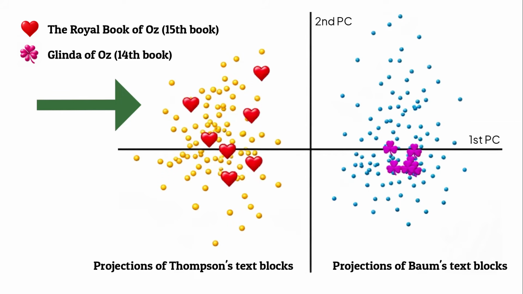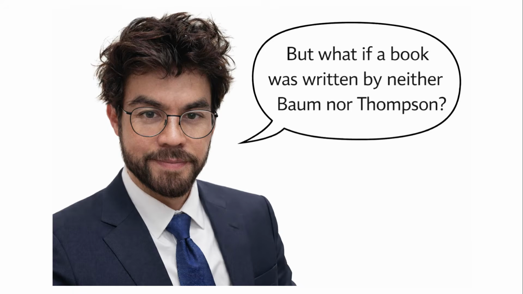This matches what most scholars believe today, that the book was written by Thompson, not Baum. Because each book is represented by multiple text blocks, we can also see that this pattern is consistent throughout the book. And even though the 14th and 15th books were written around the same time, their styles are clearly different. But what if a book was written by neither Baum nor Thompson?